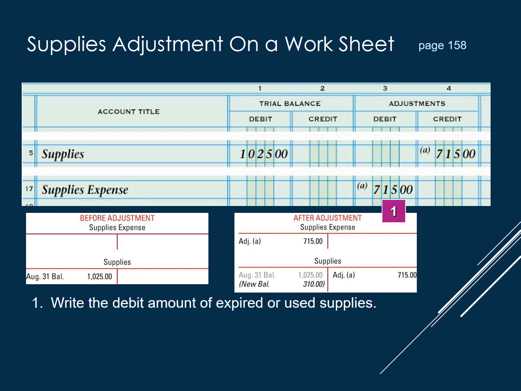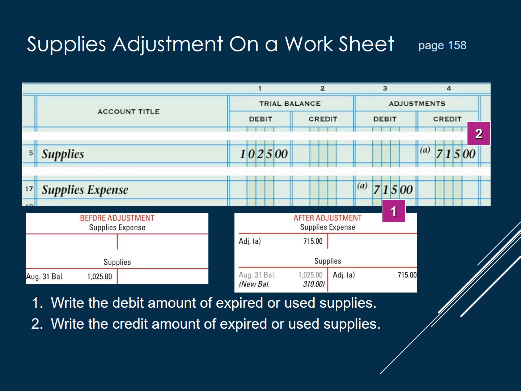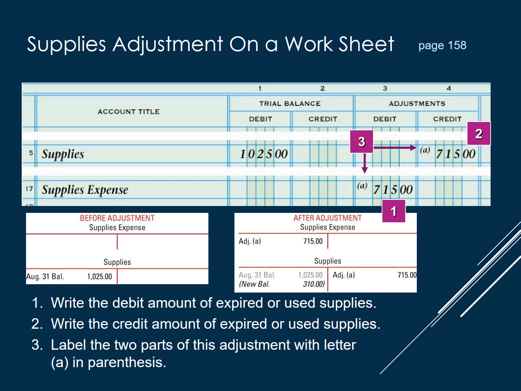So the first thing we will do is write the debit amount of expired or used supplies. Secondly, we will write the credit amount of expired or used supplies. Both of these will appear in columns 3 and 4, which is our adjustment columns on the worksheet. The last step we will do is to record in parentheses a small a.